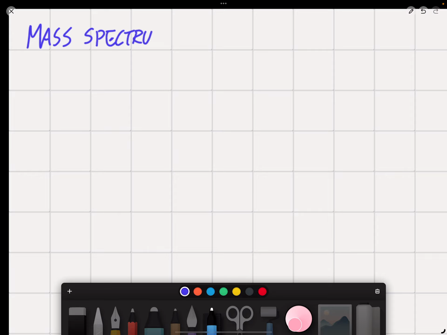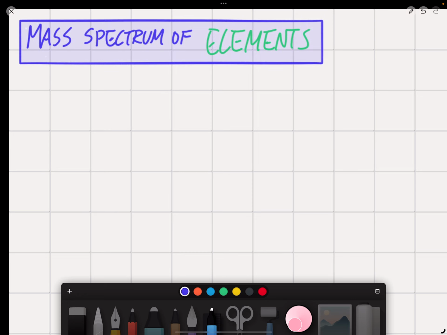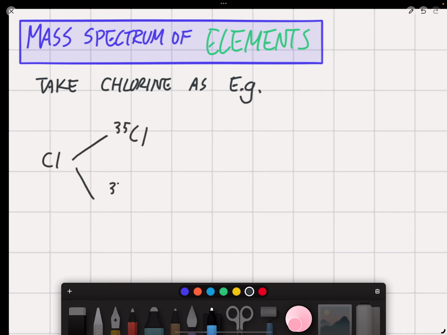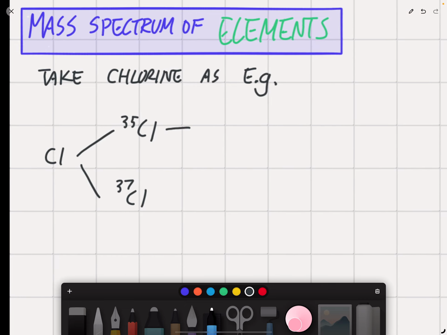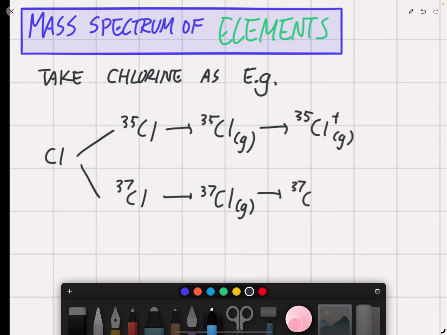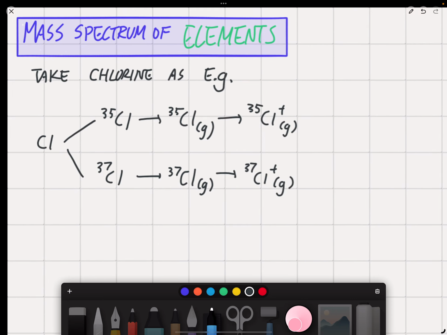The mass spectrum of elements will show the percent abundance of different isotopes. So take chlorine as an example, like we saw earlier. Like we said, it has two different isotopes, chlorine-35 and chlorine-37. In the vaporization step, they will both be turned into gaseous atoms, and then in the ionization stage, they will both be turned into positively charged ions. Let's not worry about the 2+ charged ion in this case.